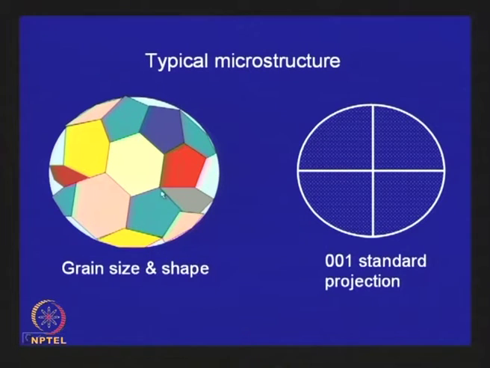And now, you can extend this to the orientation of the grains. If you try to represent it on a standard projection, what will happen? Let us try to put the cube axis of each of these grains, and see where they will be located. If it is a single grain, we can say that one cube axis is here, 0 0 1 is here, 1 0 0 is here, 0 1 0 is here, but you have several of these.